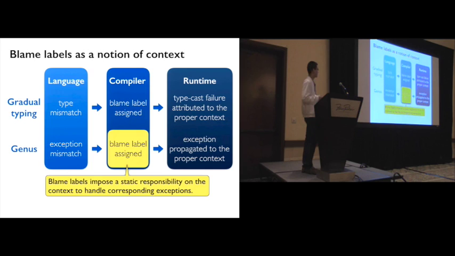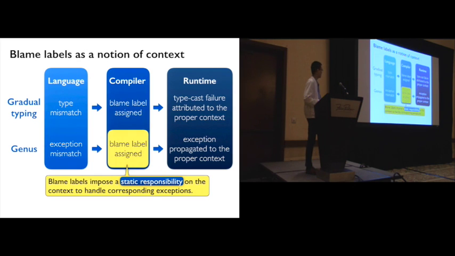The key difference here is that gradual typing uses blame labels for runtime enforcement, while Genus uses them for compile-time enforcement. In Genus, blame labels impose a static responsibility on the context to handle the corresponding exceptions. And because this is a static enforcement, uncaught exceptions are made impossible. And because the context is only allowed to handle the corresponding exceptions, accidentally caught exceptions are made impossible.